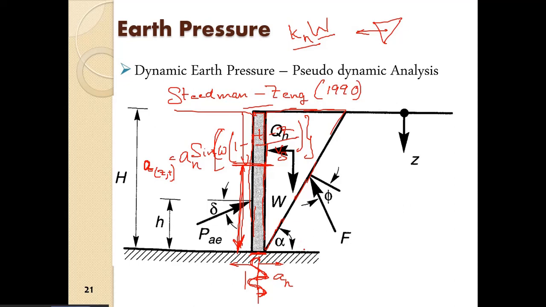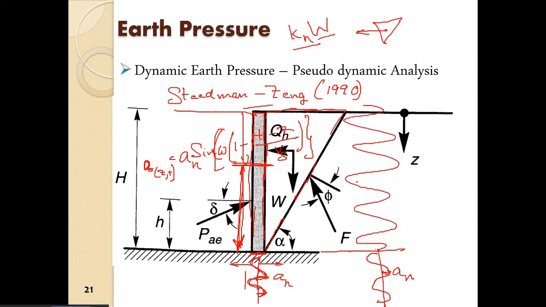Alright, so when a particular motion is given here, AH is the amplitude here. Alright, so this particular motion will travel up. So at any point z, at a distance z, the acceleration at that point at time t can be given by AH sine of omega into t minus (H minus z) by the velocity of shear wave.